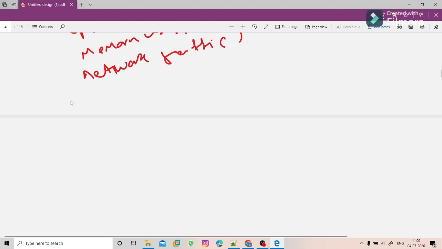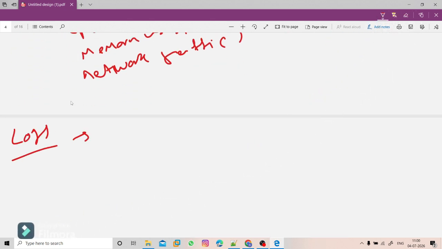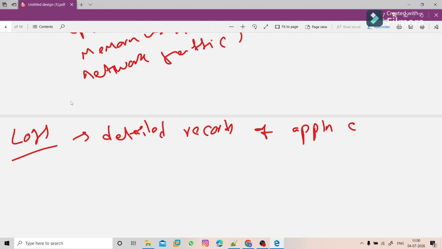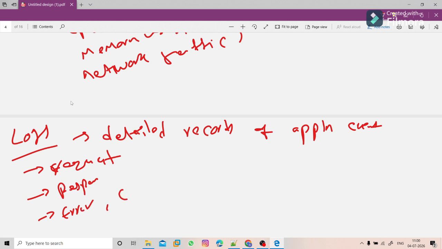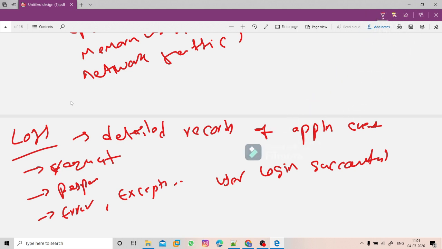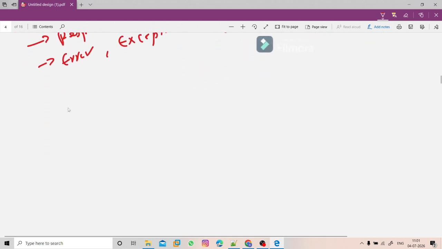And the next pillar is logs. Logs are detailed records of application events. It will capture every request, response, error, exception. Everything that can be stored as logs, like user successfully logged in, successful login. Developers depend heavily on the logs during debugging time. So that's why we need logs.